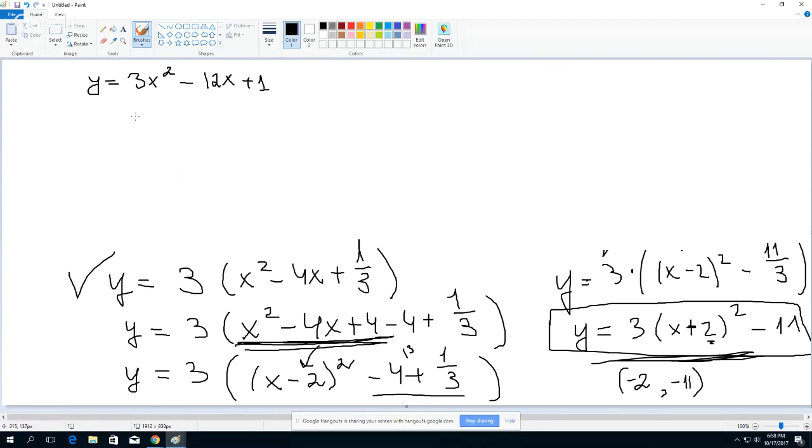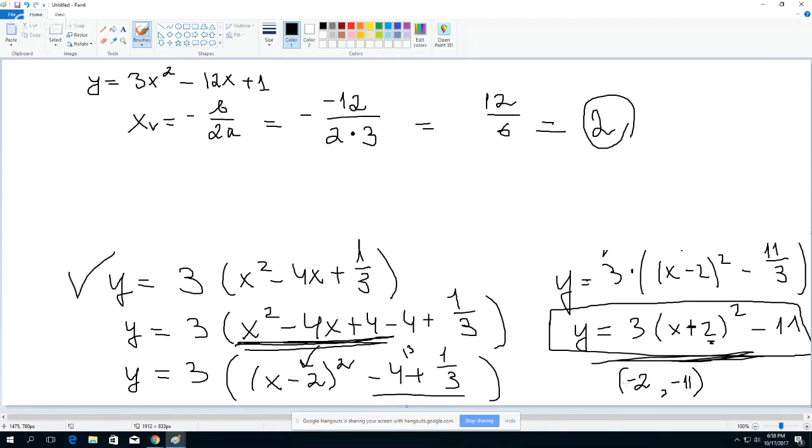Actually, it's a very, very good thing that you remember that. So x vertex equals minus b over 2a. And let's check if it works. In our case, b is minus 12, correct? So we have minus 12 on top, and we have 2 times a. A in our case is 3. Right? This is a, this is b, this is c. And now we have 2 times 3, it would be 6. So it would be 2. You see, this is what we found here. There was a minus sign here. Wait, why did the minus disappear?